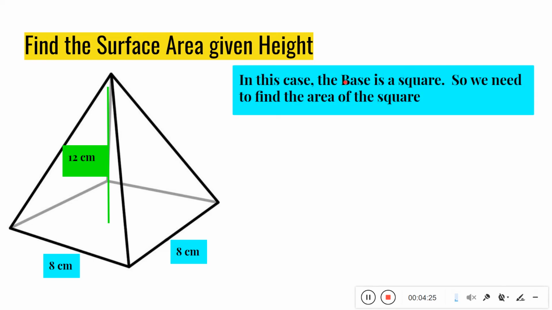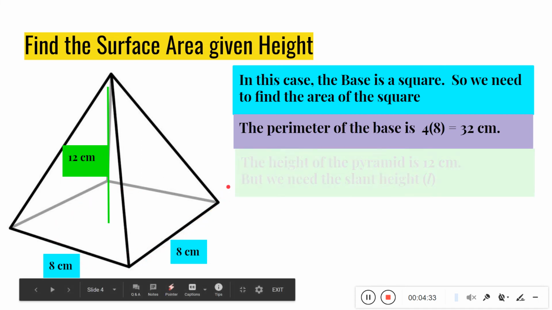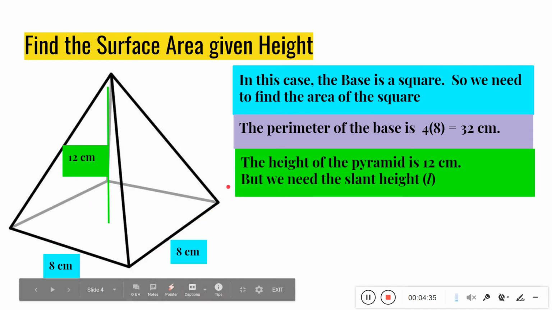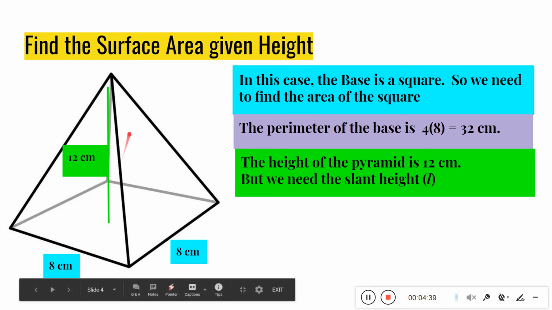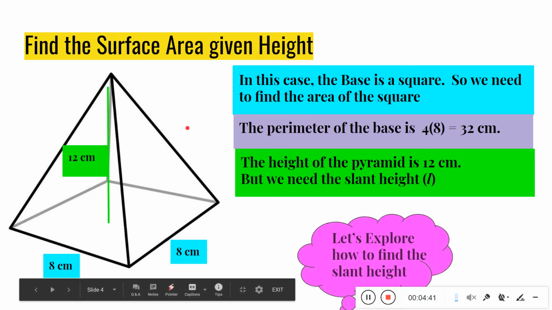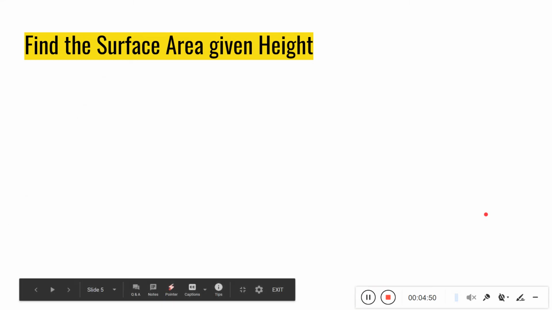So we've got a square base again. So that remains the same. The perimeter of the base is 32, 8 plus 8 plus 8 plus 8. We need the slant height. So we're given the height of the pyramid, but what we need for our formula is this slant height, which is the one that runs up the side of the pyramid. So we need to explore how to find that.